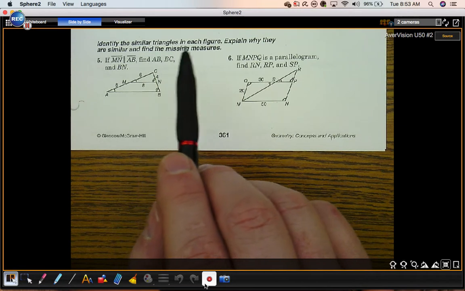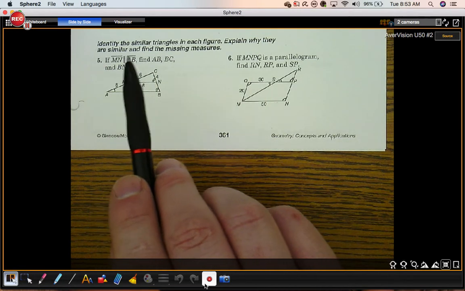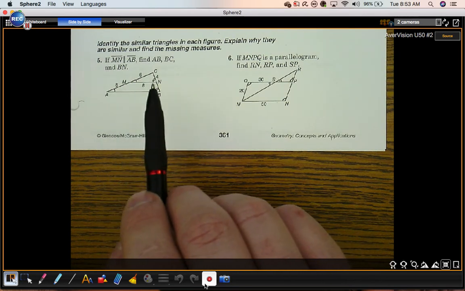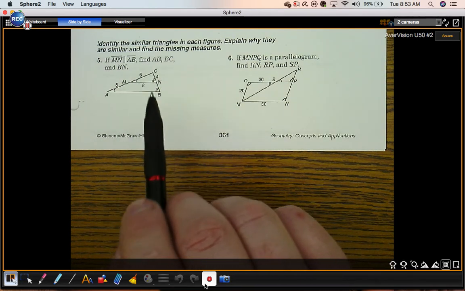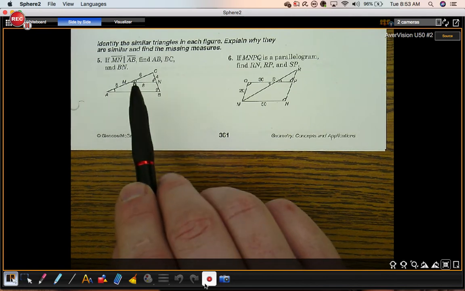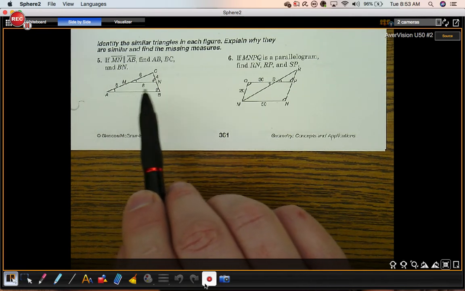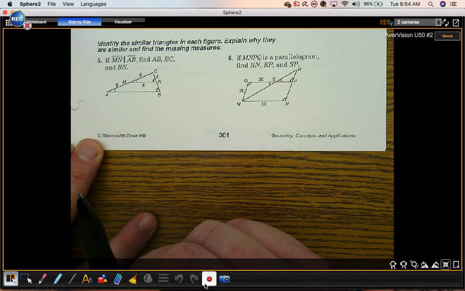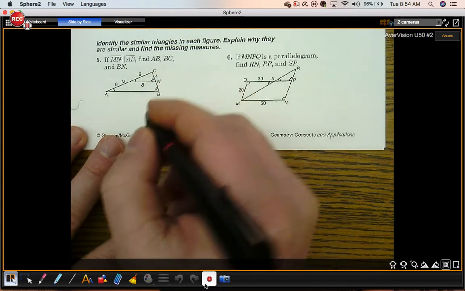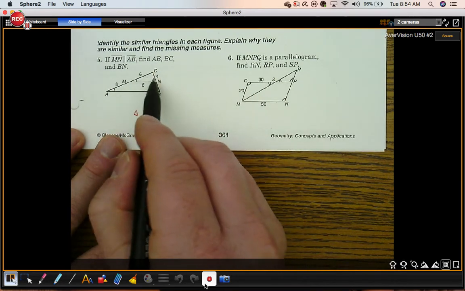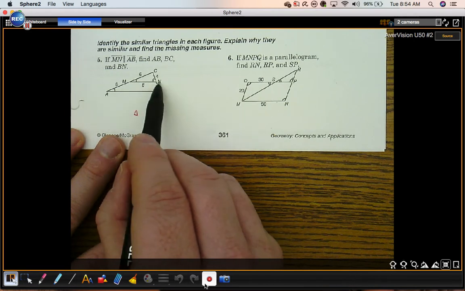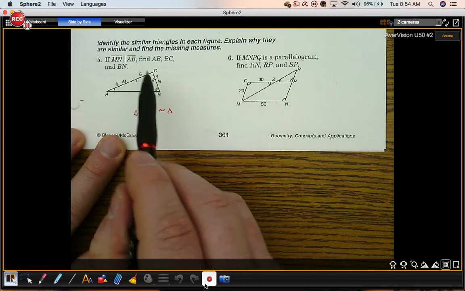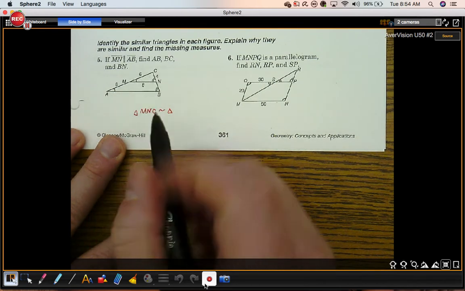We're going to identify the similar triangles in each figure and explain why they are similar and find the missing measures. So in this diagram, notice how we have a triangle inside of a triangle? And they're telling you that this segment MN is parallel to this segment AB. So if that's the case, that gives you congruent angles in those spots. So these triangles are similar. So I'll name the small one first, and I'll call it triangle MNC. It's going to be similar to the big triangle, triangle ABC.